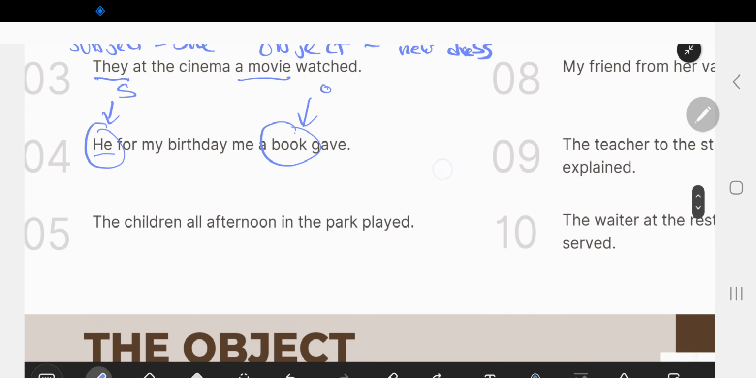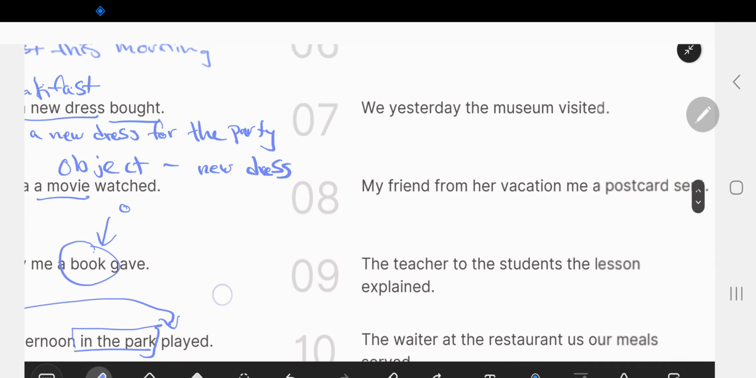Subject and object. The children all afternoon in the park played, or the children played in the park all afternoon. That is the translation. The children played in the park all afternoon. And then who is the subject? The children, because they are the ones who did the playing. And what did they do? They played in the park. And that would be the object or secondary object, something like that. But the children played in the park. So perhaps this is the secondary object or object, but it is some kind of object.